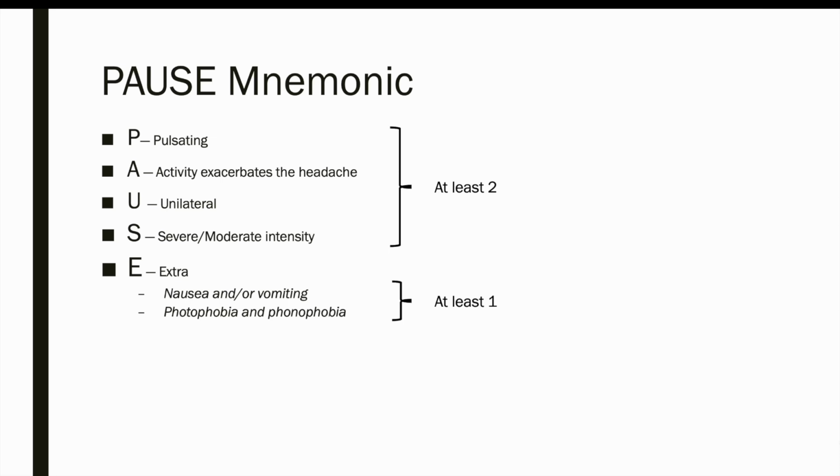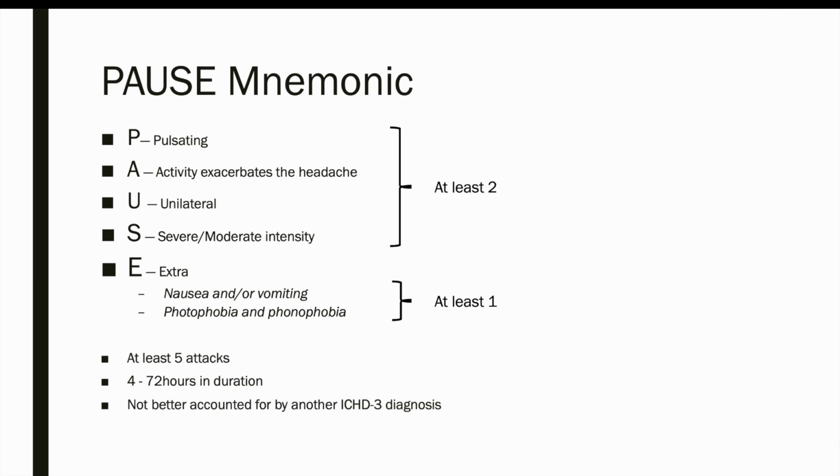Once this criteria is met, you also have to inquire whether they've had at least 5 migraine attacks with these similar symptoms, whether the migraine has lasted at least 4 hours, and whether there is not another ICHD-3 diagnosis that better accounts for these symptoms. Once you've met all of these conditions, you are diagnosed with migraine without aura.